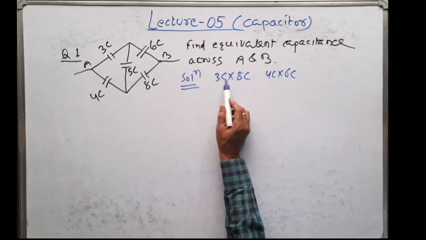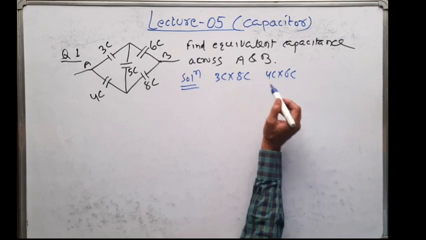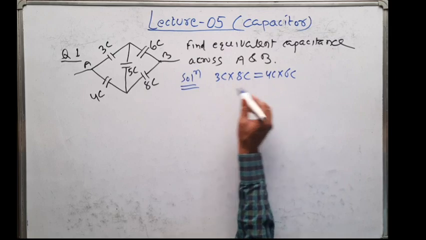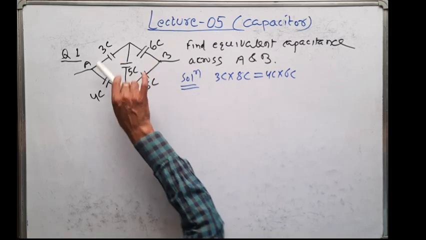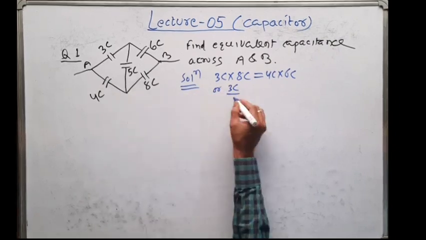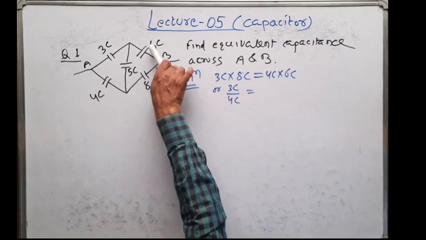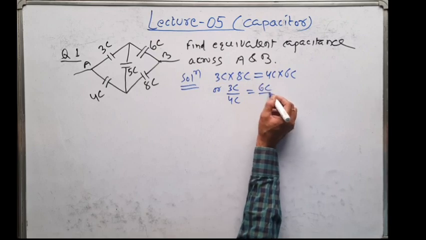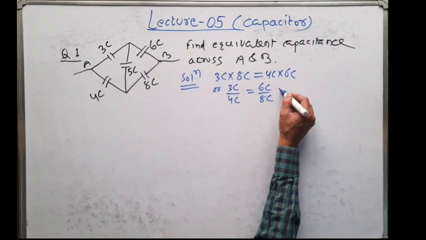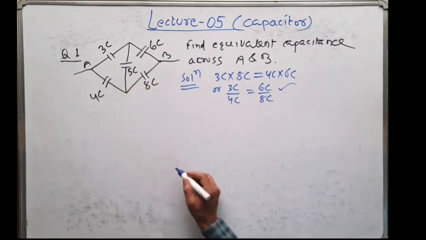Definitely this is 3 into 8, 24, this is 4 into 6. So this indicates, or you can say C1 by C2, that is 3C by 4C is equal to 6C by 8C. So the ratio is 3 by 4. So since this condition is satisfied, it is called balanced Wheatstone bridge.